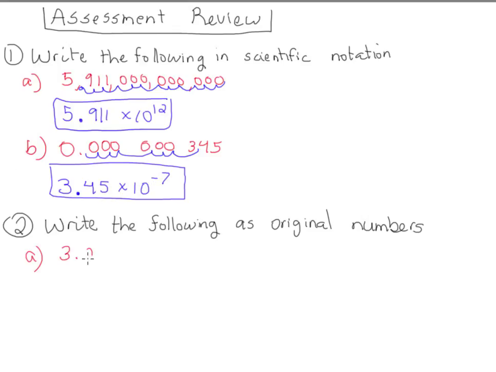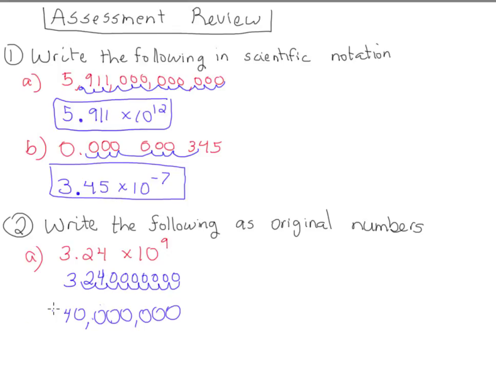In problem 2, let's write the following in ordinary numbers. So 3.24 times 10 to the 9th. That means I need to move the decimal 9 times. So that's 1, 2, 3, 4, 5, 6, 7, 8, and 9. And let's just plug in the zeros. Writing this as a traditional number with the commas put in, I end up with 3,240,000,000.